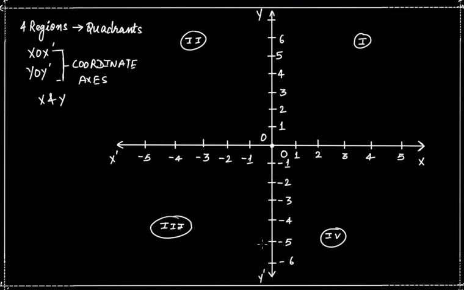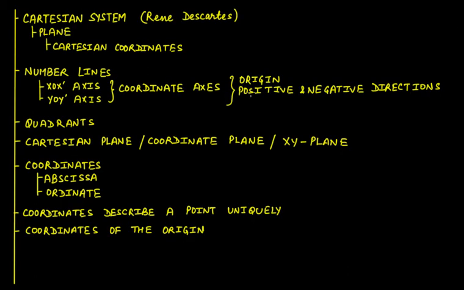right? So this plane has been divided into four regions called quadrants, and we have four quadrants due to these two coordinate axes, and this is quadrant 1, quadrant 2, quadrant 3, and quadrant 4. Then we have the origin, we have discussed positive and negative directions, and we have discussed quadrants, Cartesian plane, coordinate plane, or XY plane.